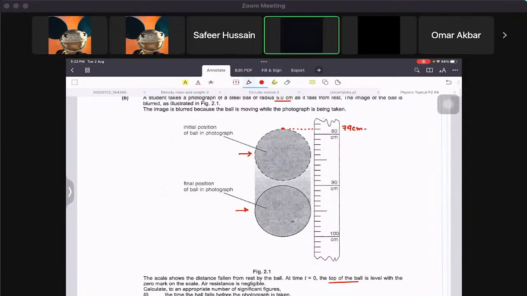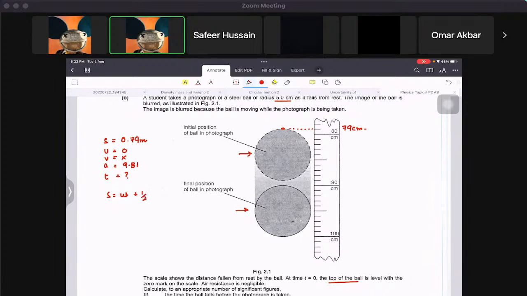So first of all, I will make the SUVAT equation, and I'm going to start from the point where it had started to fall, which means that the distance it has fallen is 0.79 meters, and the initial velocity would be 0 at that point. The final is not known. The acceleration due to gravity is 9.81, and the time is what we are looking for. We're going to use the same equation because this equation will always be used in these sort of questions. So 0.79 equals 0 plus half times 9.81 times t squared, and t is what we need.